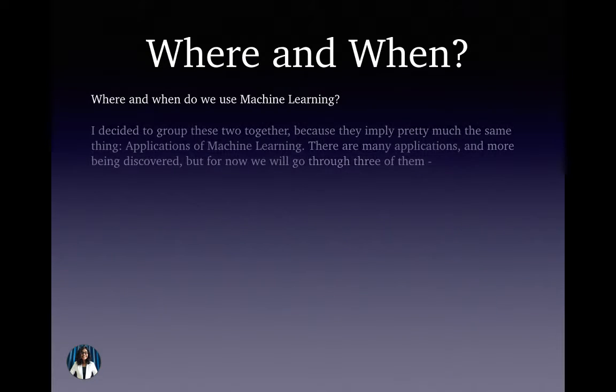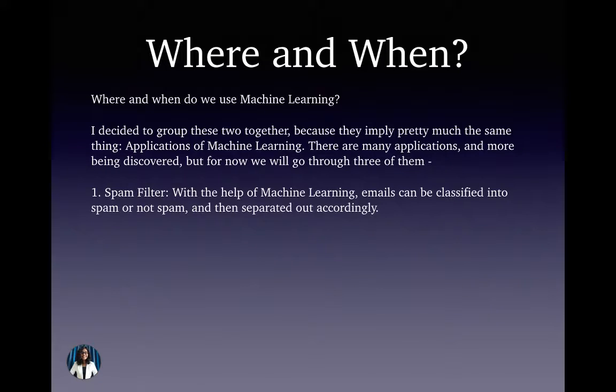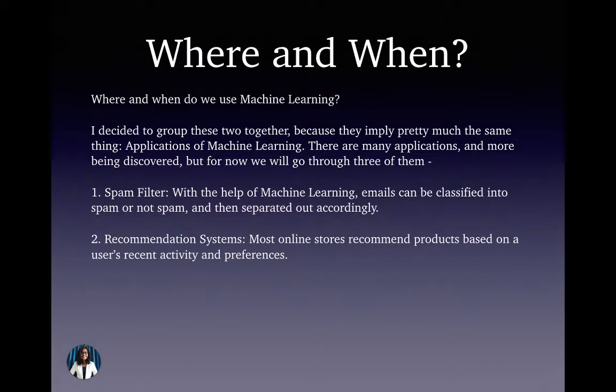Now, where and when do we use machine learning? I decided to group these two together, mainly because they imply pretty much the same thing, the applications of machine learning. There are so many applications and so many more being discovered, but for now we will just go through 3 of them which I felt are most relatable. The first is a spam filter, which we all might be familiar with. With the help of machine learning, emails can be classified into spam or not spam and then separated out accordingly. The second is recommendation systems, which is something else that we are quite familiar with, aren't we? Most online stores recommend products based on a user's recent activity and or preferences. So this is also done with the help of machine learning.